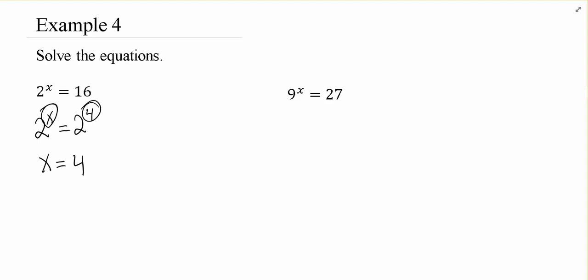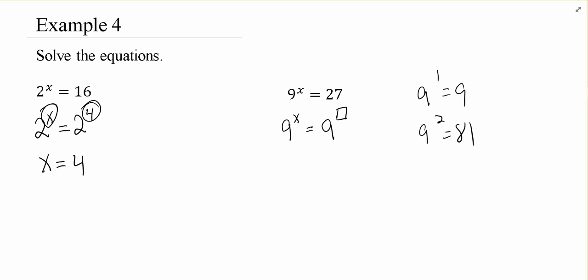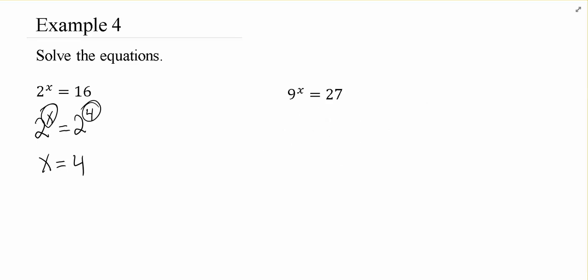Now, where things get a little bit trickier is in this next one. Don't write this down. If I try to do the exact same thing and say 27 is 9 to what power? Well, I know 9 to the first is 9. I know 9 to the second's 81. Somewhere in between them. Now, if you're really good with your rational exponents, you might know the answer to this. But I would rather show you a way that we don't have to be really good with our rational exponents, because rational exponents are kind of hard.